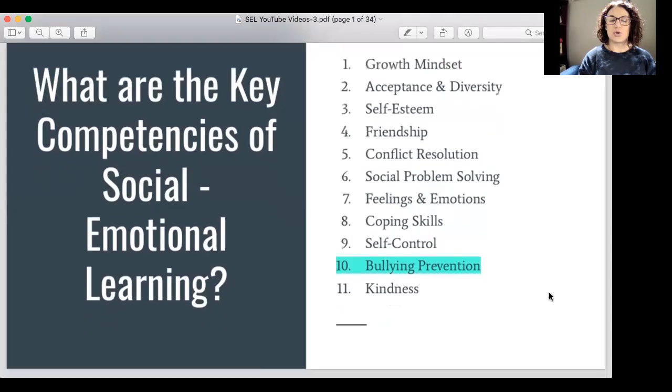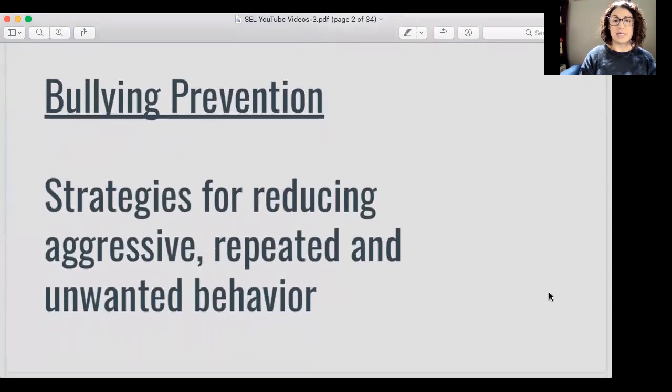So let's go ahead and start off with what does that mean? A good definition that you can use with kids is that bullying prevention is all about finding strategies to use that will reduce aggressive, repeated, and unwanted behavior.